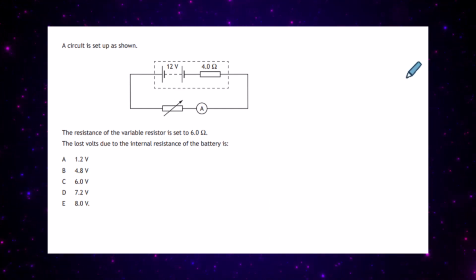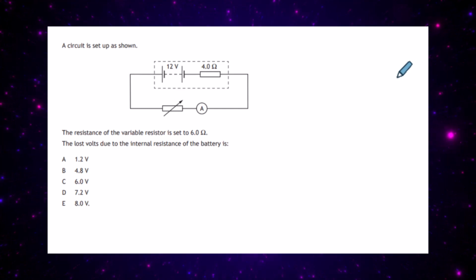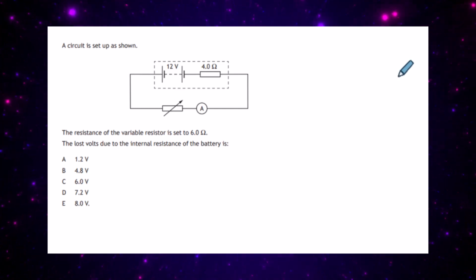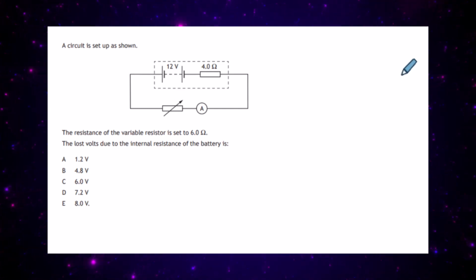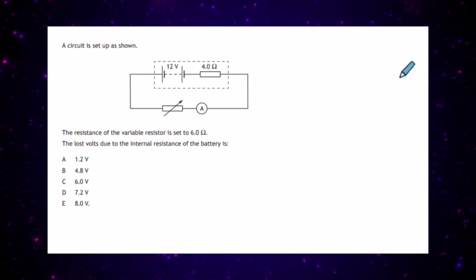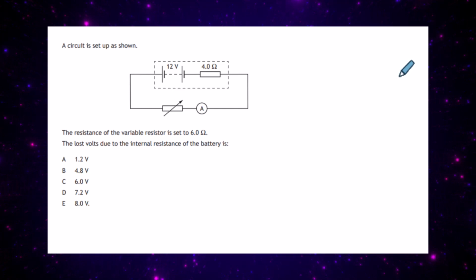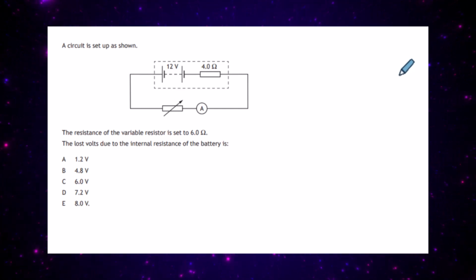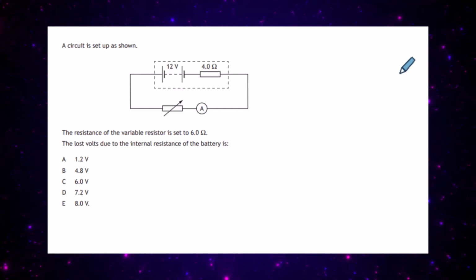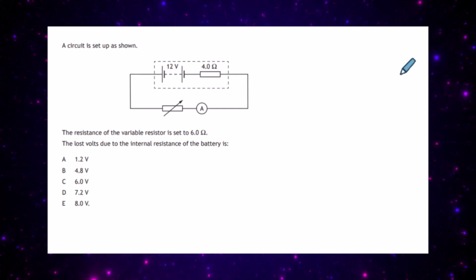Everything inside that dotted box represents inside the cell itself. A cell consists of an EMF, in this case 12 volts, and an internal resistance of 4 ohms. Note, not an internal resistor, internal resistance, and that's the symbol for its internal resistance, a resistor. Now how do you do this?